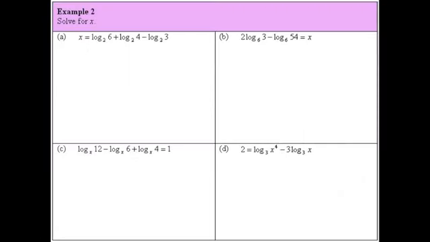Now with our next question, we're going to solve 4 logarithmic equations using our laws of logs.